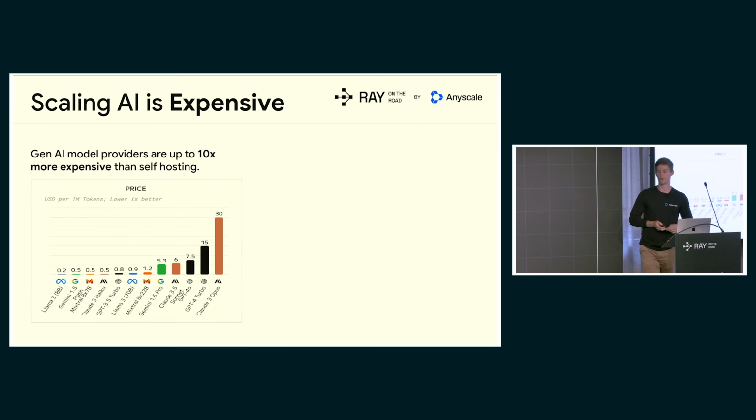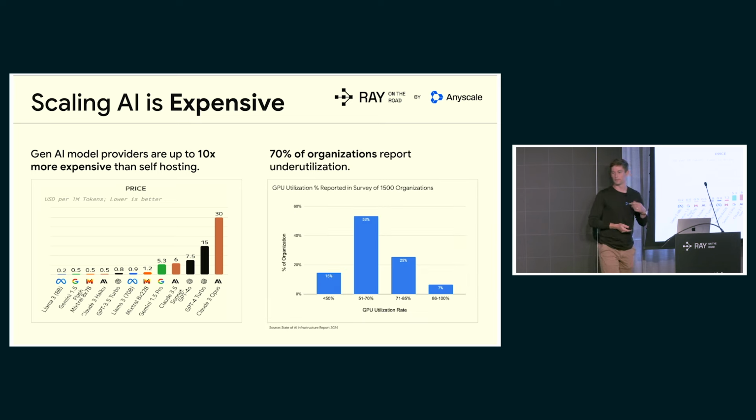And not only is it a requirement, but it's also very expensive. So just one concrete data point here is, for LLMs, it's significantly cheaper to self-host LLM models for inference. But at the same time, it can be challenging. And the majority of organizations that do self-host AI applications report underutilization of hardware, which with GPUs as expensive as they are, means that they're basically just burning money.